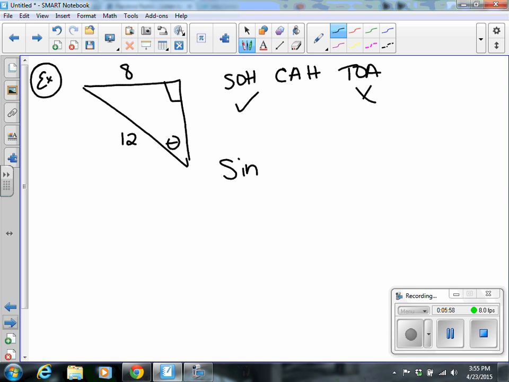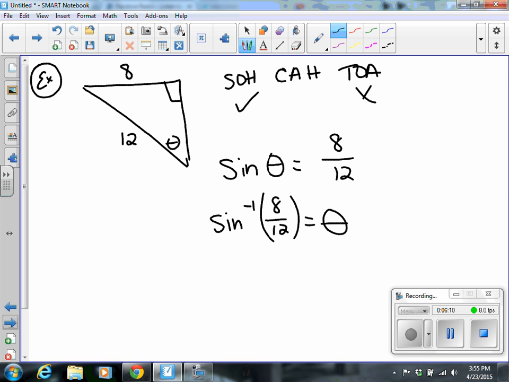So I have the sine of theta equals 8 over 12. I'm going to flip-flop that and put an inverse, which equals my theta. Theta then equals 41.8 degrees.